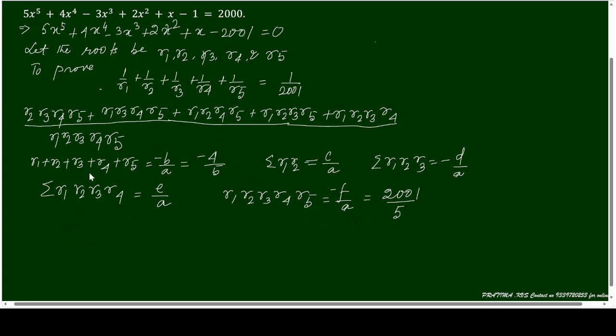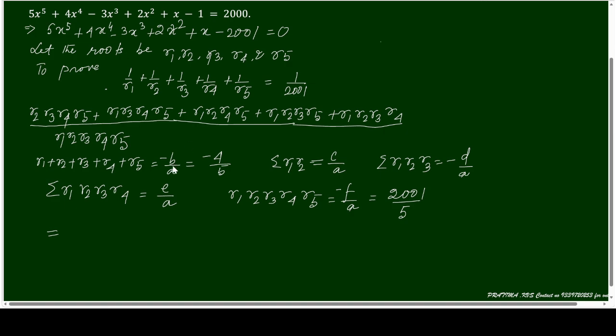So let's put the values now. The numerator will be e by a, which equals 1 by 5, and the denominator will be 2001 by 5. So this will be 1 over 2001.